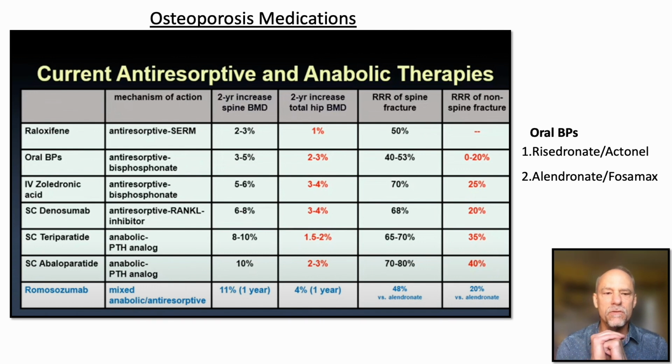So the 2-year increase in spine BMD for raloxifene is pretty low. As you move down to the oral bisphosphonates, it increases. The IV bisphosphonates even more. And you can see that denosumab is the strongest anti-resorptive at the spine. Then when we move to the anabolics, you get even more improvement. So that's something to keep in mind. So these are the basic categories of the medications that are available.